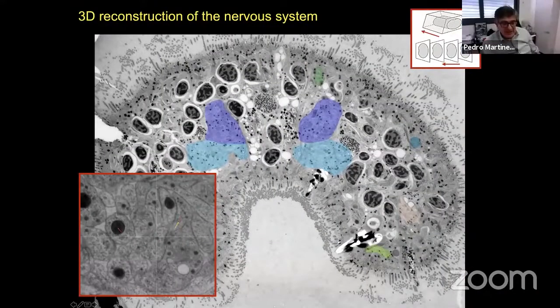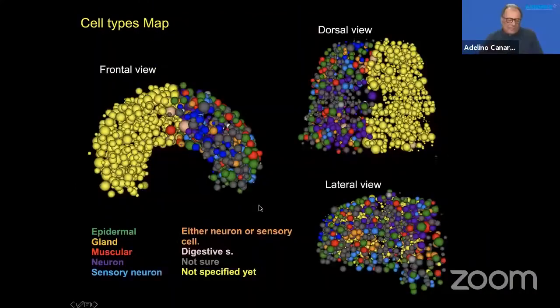Okay, so when this is done, essentially, you end up with a map like this, in which you have different views, color-coded, of all the different cell types. You have them named here in the lower left, okay? So that's what we have now.